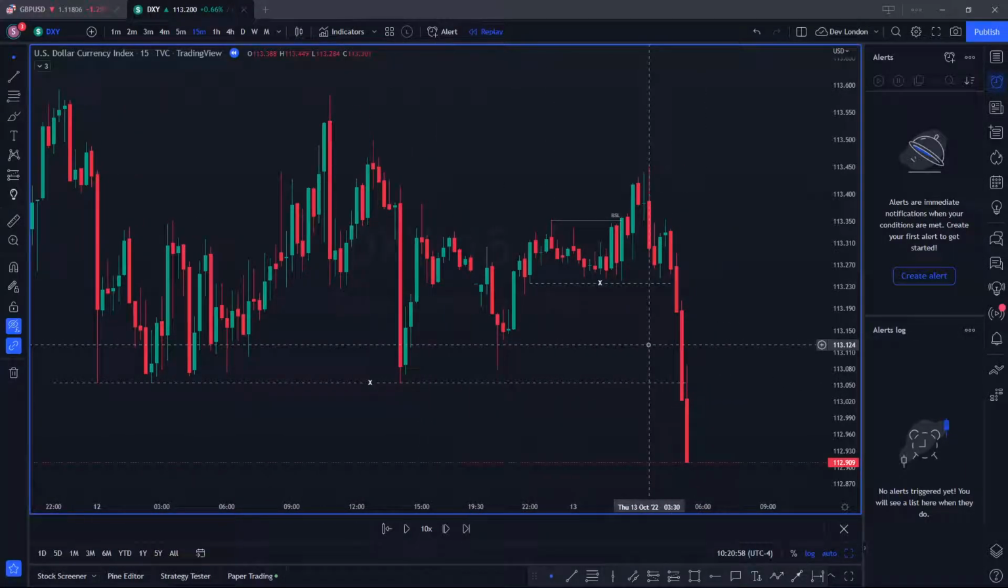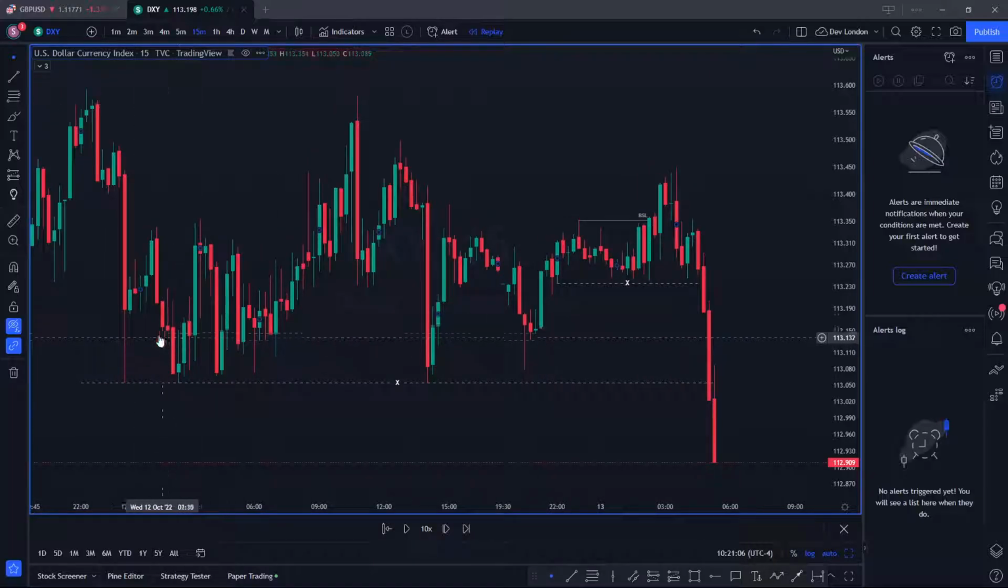So the market did two things, right? When the market traded up here, we left behind liquidity here. This is equal lows. We also left behind very obvious liquidity here. Now, what is liquidity? It's just orders. The market is completely filled with orders, right?